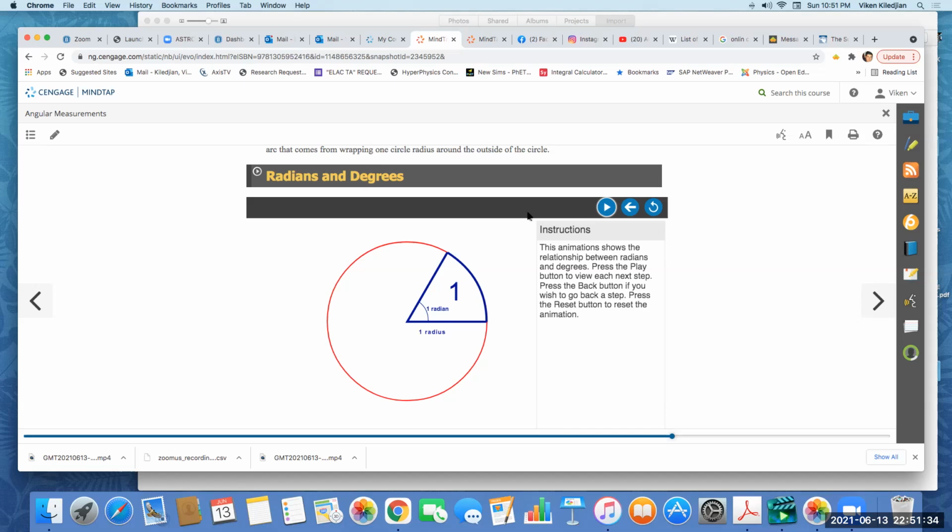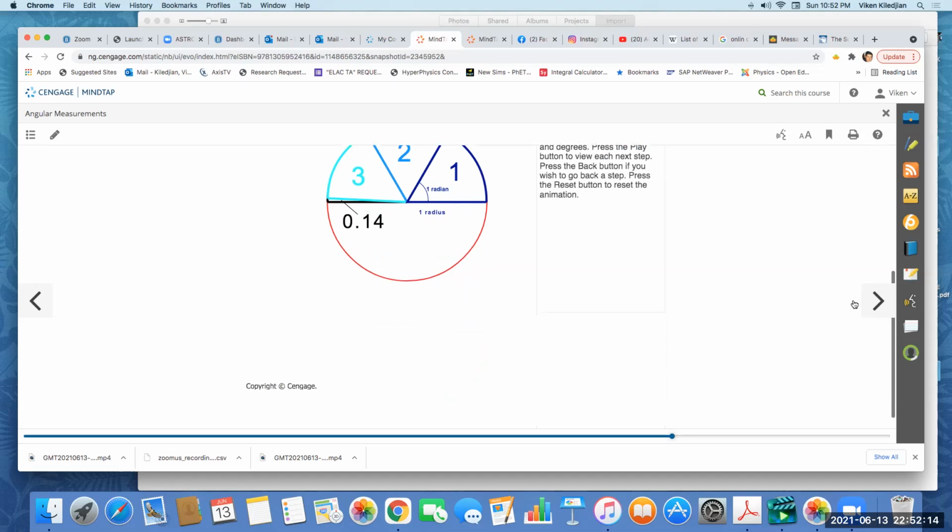So let's see here. So this is now 2 radians, 3 radians, and then 0.14. So in a half of a circle, you have pi radians, right? 3.14. So you can get 3 perfect radians and then plus a bit more. That's why the circumference of the circle is 2 pi times the radius, right? So there's that extra 0.14.